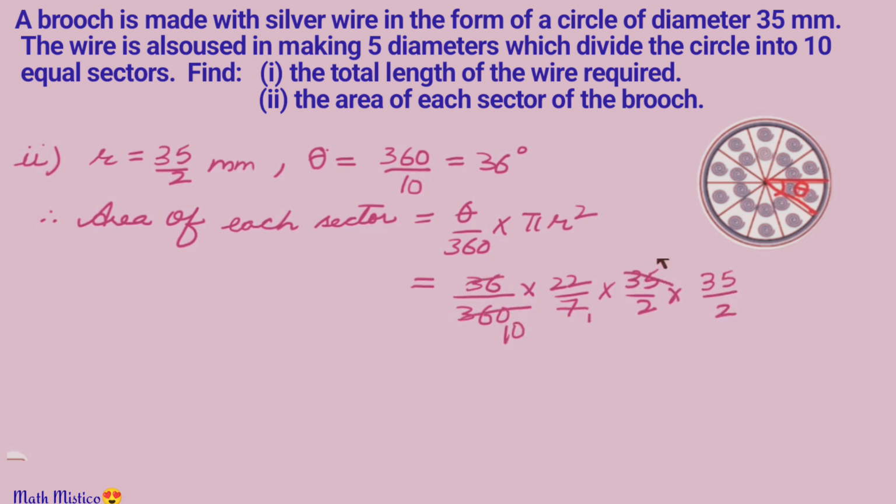Cancelling various terms and simplifying further, we have 386 upon 4, that is 96.55 millimeters square as the area of each sector.